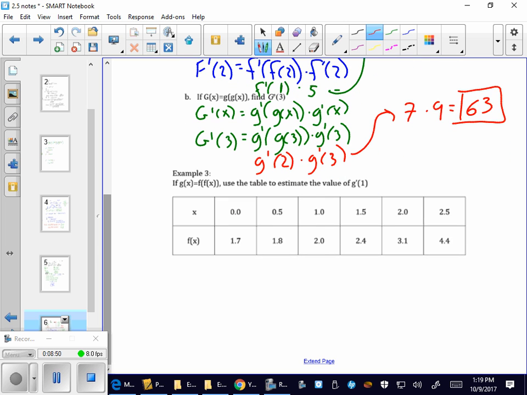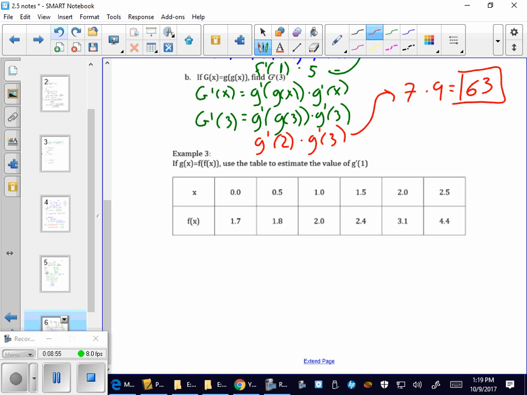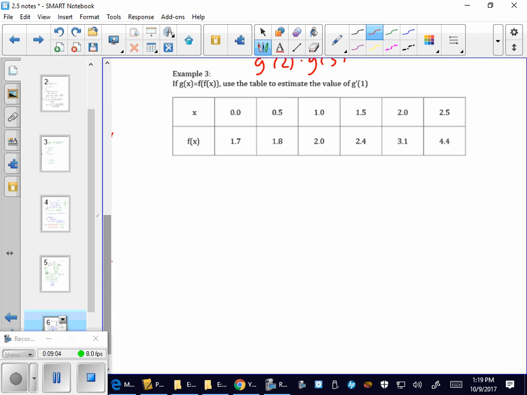Different table here. A little bit different on this one. There is some vocabulary in this one that's really key. It says, if g of x is f of x again, use the table to estimate. That is a major key in this: estimate. Which means we are not going to be able to find the exact value, but we should be able to come up with a pretty good approximation. We want to find the value of g prime of 1.